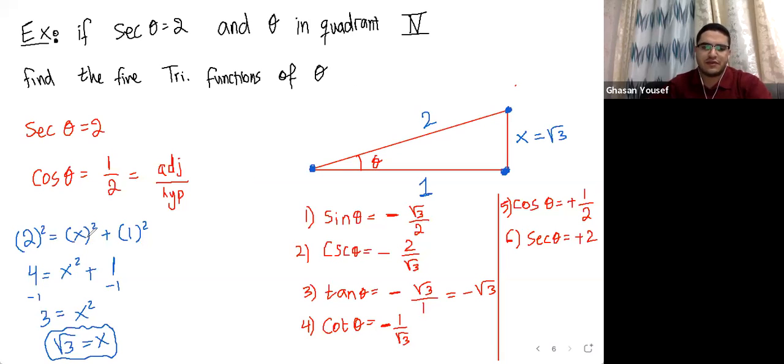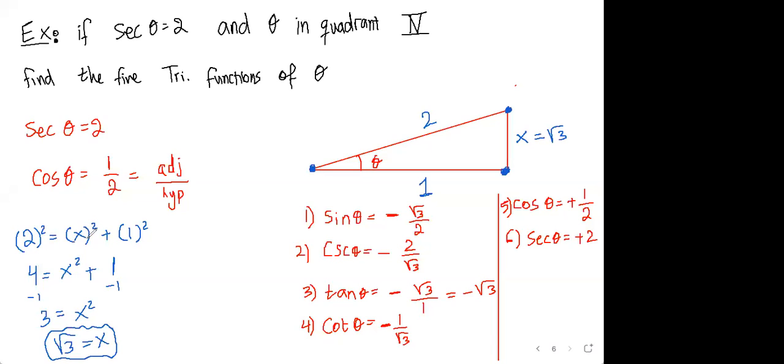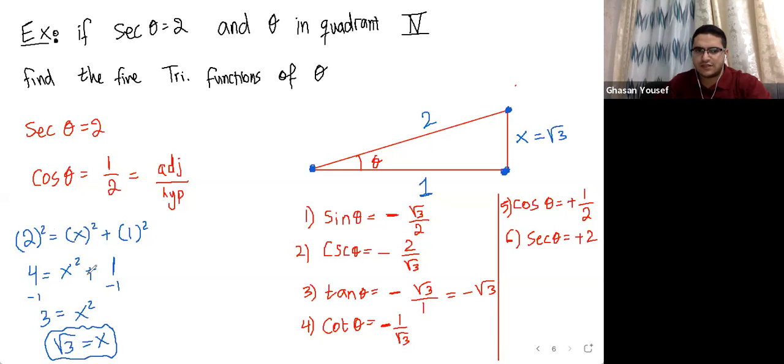Okay, by using the Pythagorean theorem. The Pythagorean theorem says the hypotenuse squared equals this side squared plus this side squared. So 2 squared equals x squared plus 1 squared. Now 2 squared is 4, equals x squared plus 1. Subtract the 1 from both sides, you get 3 equals x squared. Take the square root of both sides, you get square root of 3 equals x. So the value of x is the square root of 3.